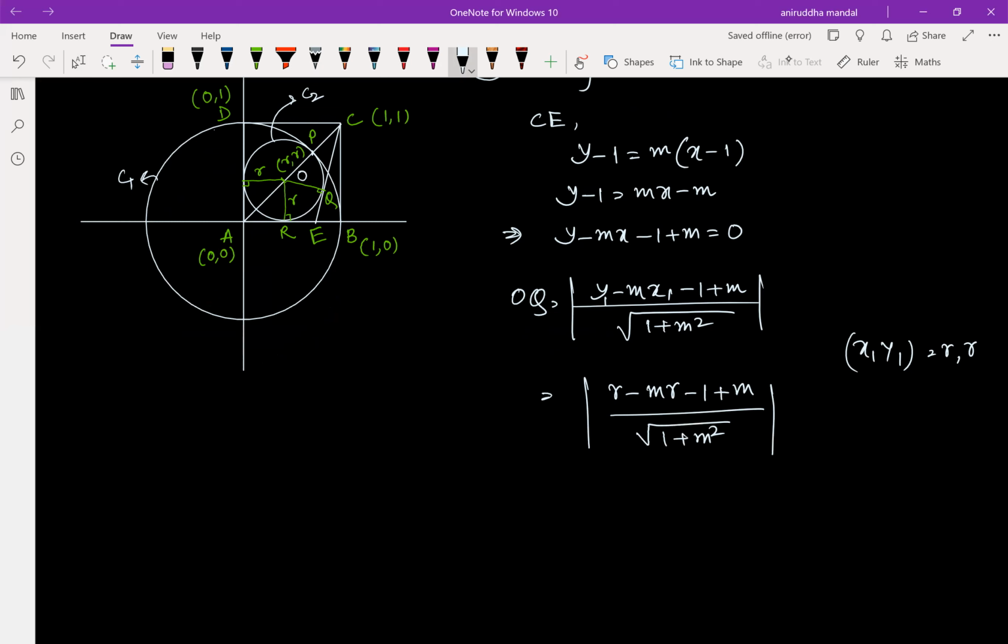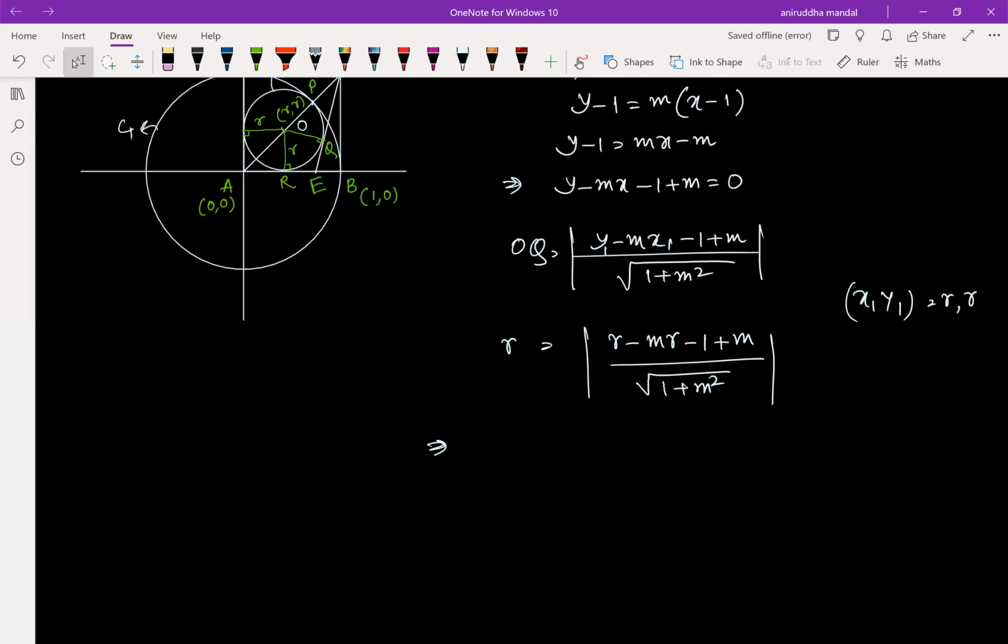Now the length of OQ is nothing but the radius. So if we square both sides, we can write R square into 1 plus m square equal to, taking R common, R minus 1 whole square, and this is m minus 1 whole square. Okay.